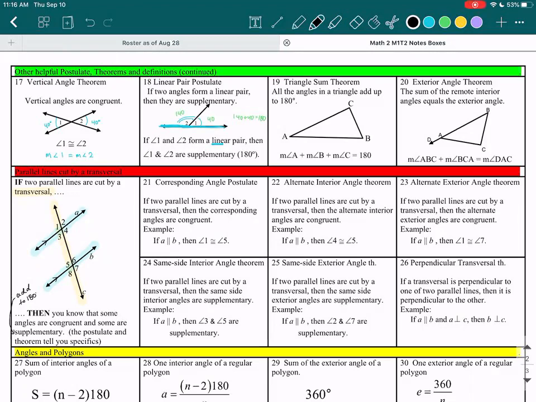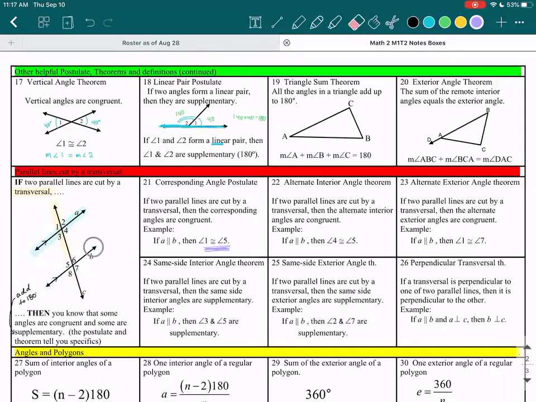So in each of these situations, line A and line B are parallel. So our two blue lines are parallel. So let's take a look at box number 21. If two parallel lines are cut by a transversal, like in our picture, then the corresponding angles are congruent. Angle 1 is congruent to angle 5. Let me highlight those in, I guess I'll do it in purple. Angle 1 and angle 5. So that's right over here.